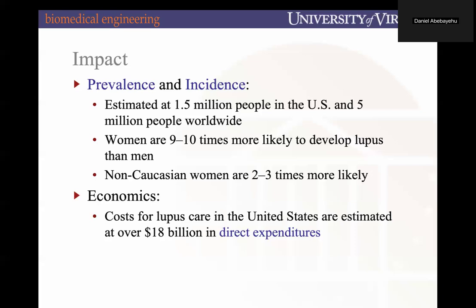When we talk about the economics of lupus, the cost of the direct expenditures for lupus in the US is about $18 billion.